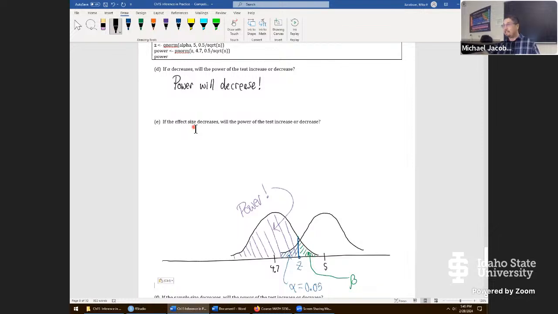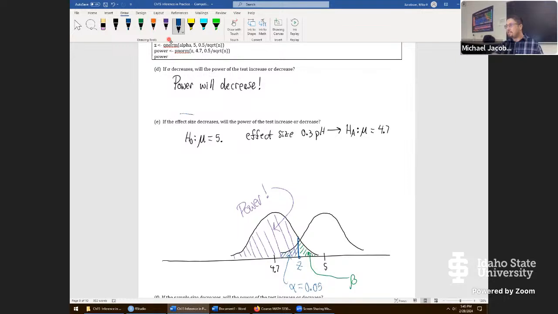This one's a little bit trickier. It's saying if the effect size decreases. Let's pause right here and show what would happen with that. We had a null hypothesis that mu equals 5. The effect size that they gave us was 0.3 pH value. What that returned to us was a specific alternative. We still call it HA, but we'll set mu equal to, we went to the 5 right here and just subtracted 0.3. So it was 4.7.